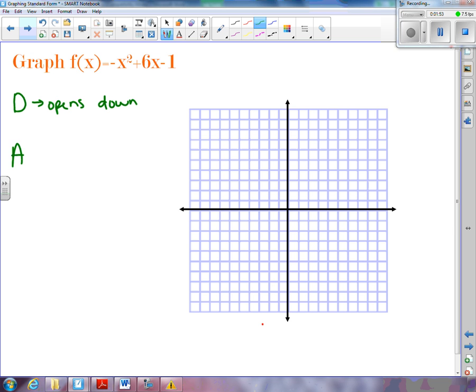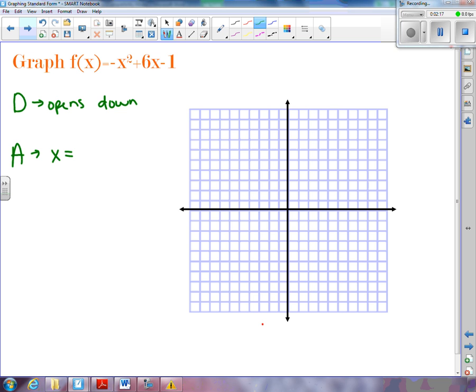Now A for the axis of symmetry. So to find the axis of symmetry, it's just a vertical line. It's always going to be vertical for the types of parabolas that we're dealing with. Later on in pre-calc, maybe even calculus, you'll deal with more complicated parabolas, sideways parabolas. So here, for our axis of symmetry, we just do x equals negative b over 2a.